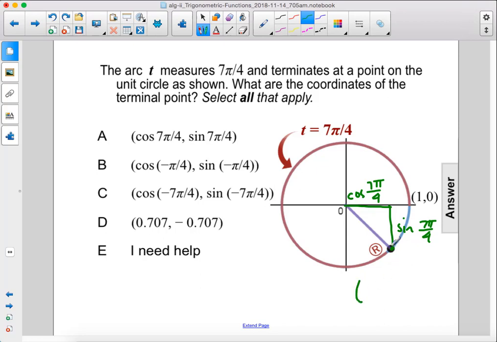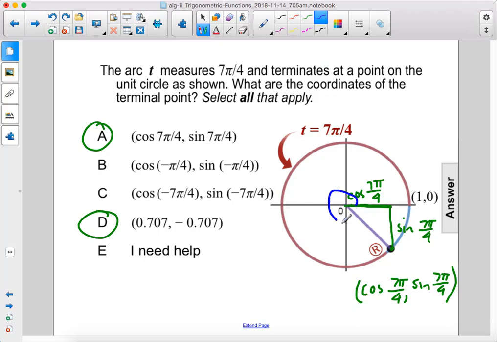Therefore, this point is going to have the coordinates: for x, it will be cosine 7 pi over 4, and the y value is sine 7 pi over 4, and that is A. Now, if you use a calculator, you will find that cosine 7 pi over 4 is 0.707, and sine 7 pi over 4 is negative 0.707, so that's what this becomes if you use a calculator. Now, there's another way to do this.